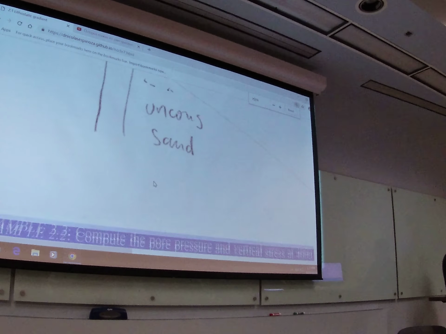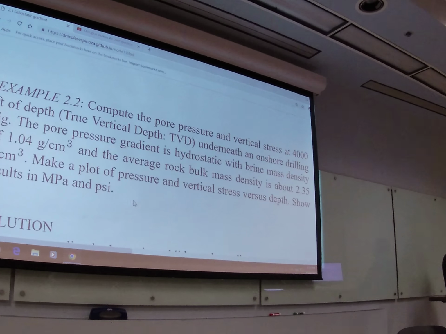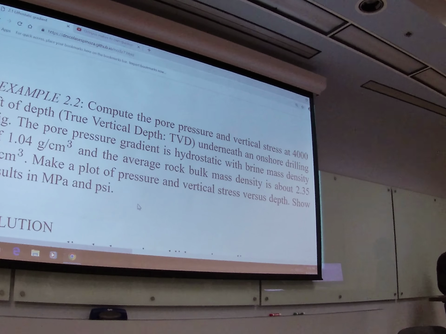I'm going to make it a little bigger so you can read. I'd like you to compute the vertical stress at 4,000 feet of depth in a place onshore, but notice now the brine density is a little bit heavier than 1 gram per centimeter cube. And you also have here the rock bulk mass density.